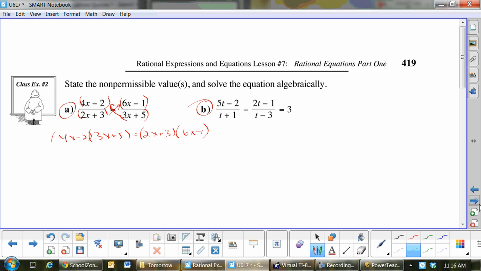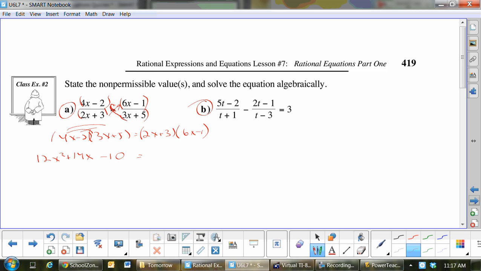Now, we have to do FOIL here, right? So, let's just kind of go through it quickly. That would be 4x times 3x would be 12x squared. And then I would have 4 times 5 is 20. And then 20x and negative 6x would be plus 14x. And then negative 2 times 5 is negative 10.